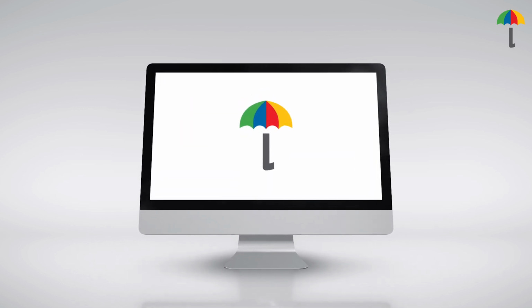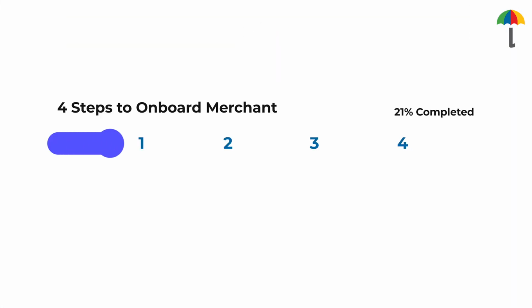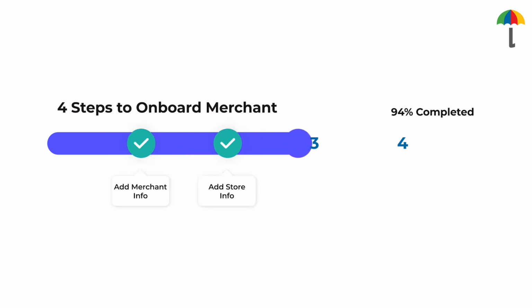To onboard a merchant, you need to perform four simple steps. Step 1, add merchant info. Step 2, add store info. Step 3, add device. Step 4, edit parameters.